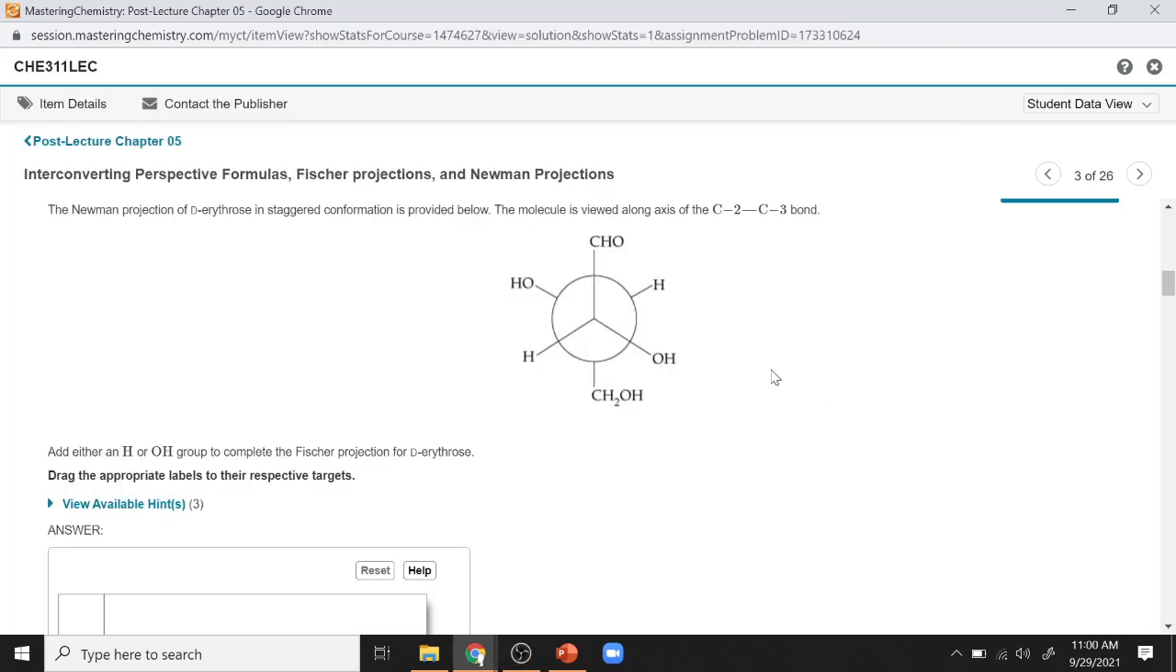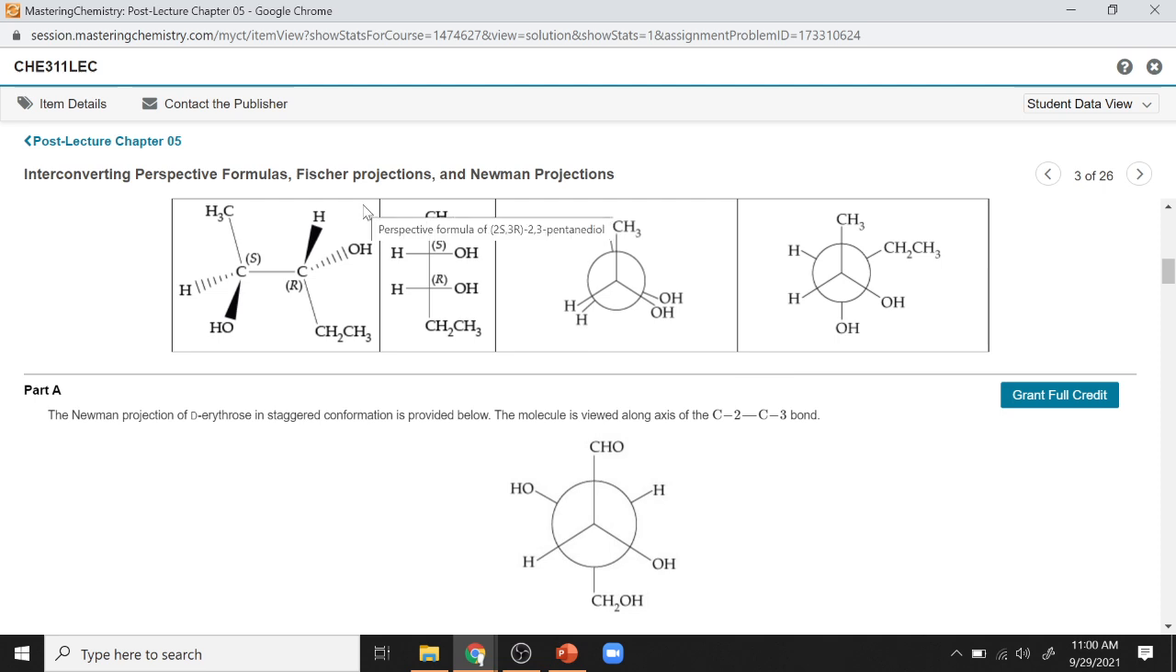Okay, so I get sent this question. It's a great question to talk about, okay? I know a lot of people usually do have some issues with this. So there's essentially three ways of representing. This is post-lecture, chapter 5, question number 3, by the way.